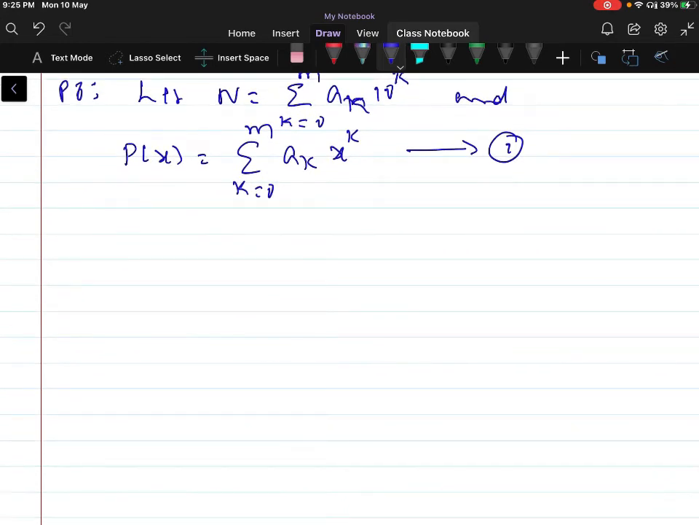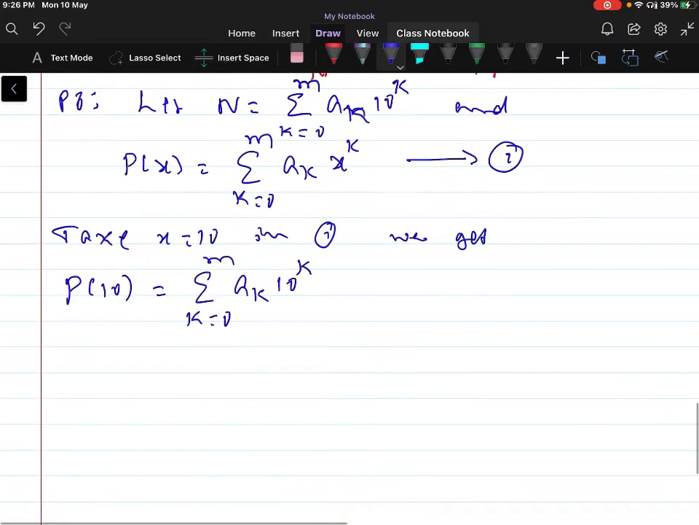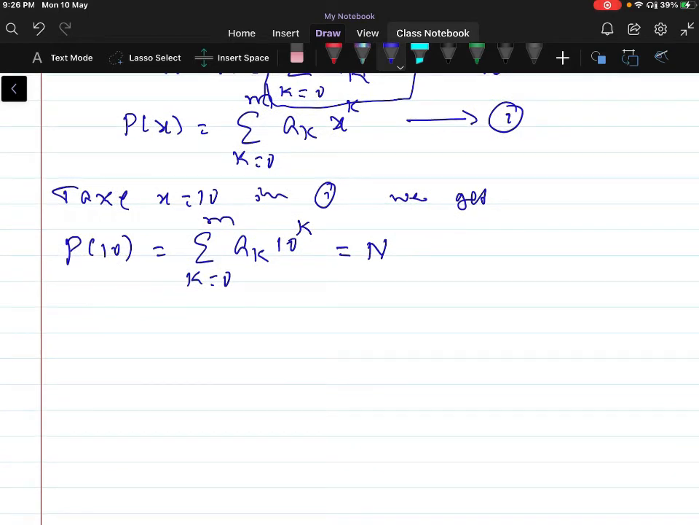So now take x equal to 10 in equation 1, we get p of 10 is equal to summation of k equal to 0 to m ak into 10 to the power k. So you can observe that this is equal to n, where n is equal to the sum of k equal to 0 to m ak into 10 to the power k. So let us call this equation number 2.